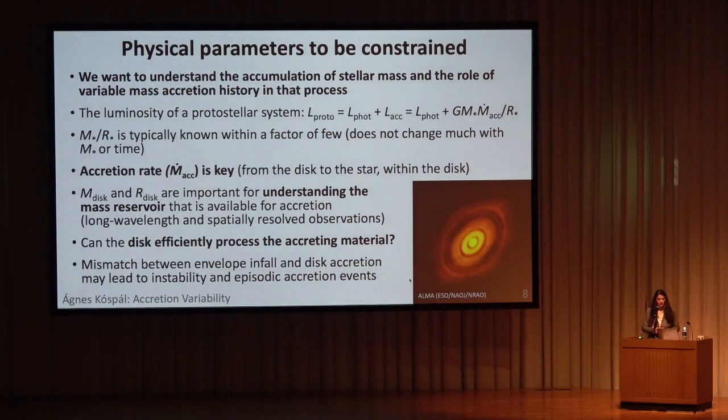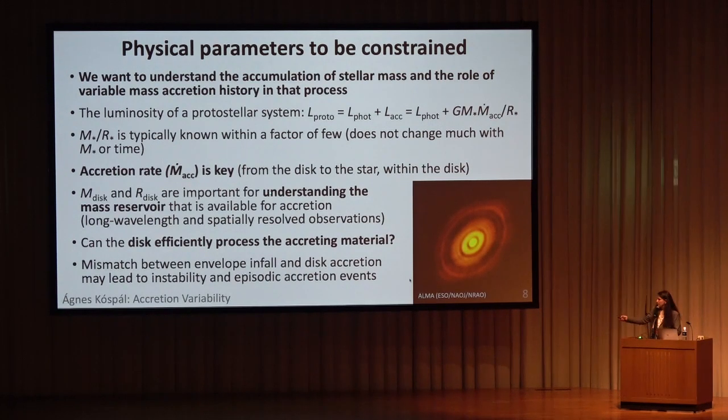So if you want to understand the accumulation of stellar mass and the role of variable mass accretion history in that process, what physical parameters need to be constrained? Well, the luminosity of a protostellar system is the sum of the photospheric luminosity and the accretion luminosity, and the accretion luminosity depends on the stellar mass, accretion rate, and the stellar radius. The ratio of the stellar mass to stellar radius is typically known. It doesn't really change that much with time, so obviously accretion rate is a key parameter. But we have to keep in mind that the disk to star accretion rate is not necessarily the same as the accretion rate within the disk. For the latter, we actually don't have very good observational constraints.